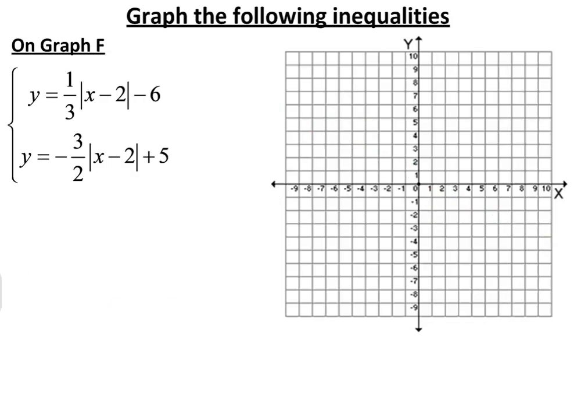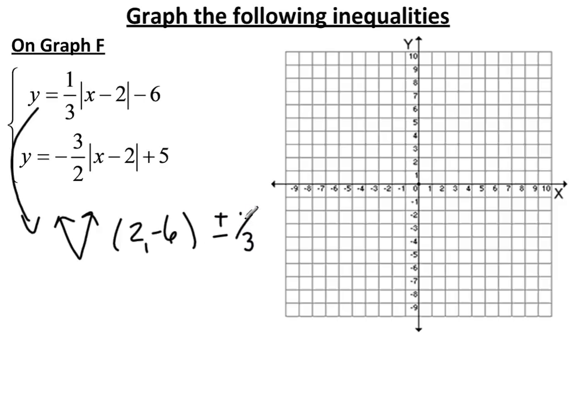Let's try another one. Now I have 2 absolute value graphs. So I'm going to graph the first one. This one happens to face up. It has a vertex of positive 2, negative 6, and a slope of plus or minus 1/3. I'm going to go to 2, negative 6. I'm going to go up 1, right 3, and then up 1, left 3. I'm going to leave it just as points so I can see the intersection a little bit easier.